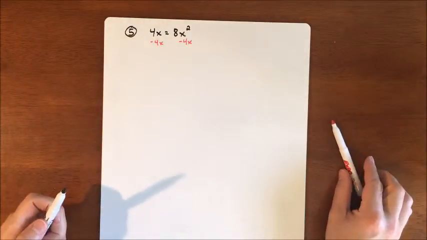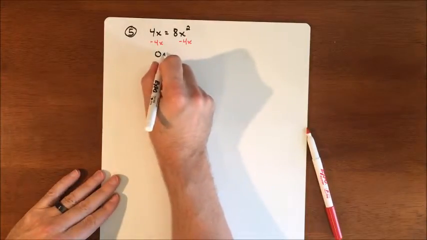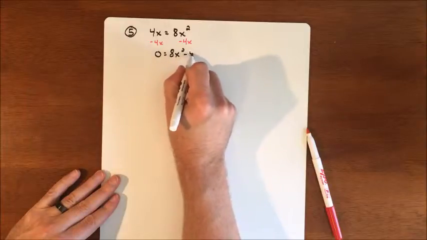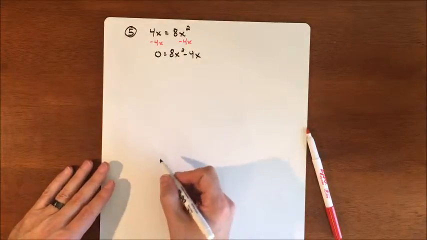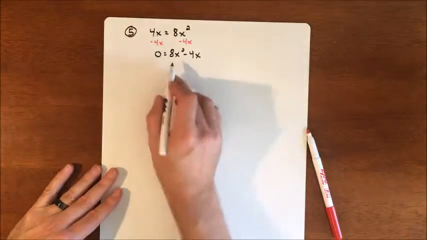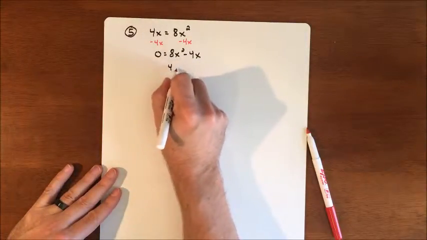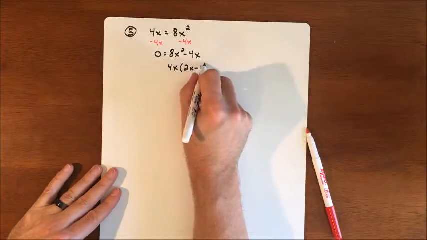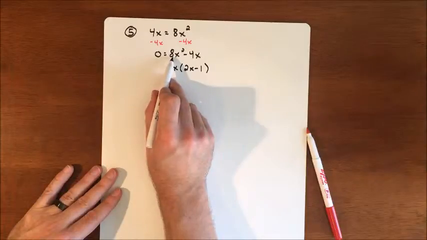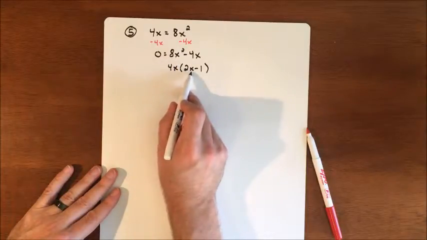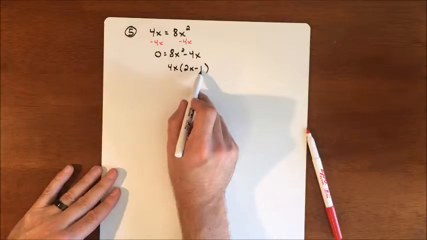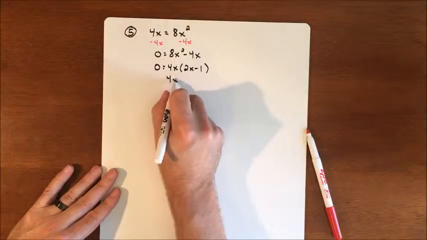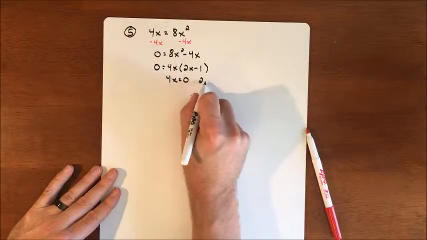Now they're not like terms, so we can't put them together, but we can still just write them next to each other. 8x squared minus 4x. And now it's identical to the previous problem. So what do they have in common? They have a 4x that we can factor out. And that'll leave us with 2x minus 1. So 4x dividing into the 8x squared is going to leave us a 2x. 4x dividing into the 4x is going to leave us a 1. And then that still equals 0. And now we're going to set each factor equal to 0 and solve.